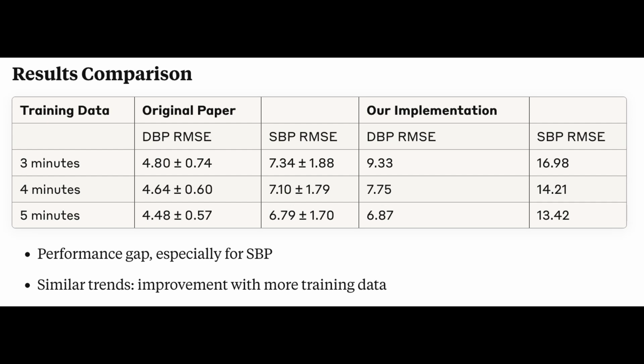When comparing our results to the original paper, we observed similar trends but with higher error rates. For 3 minutes of training data, the original paper reported RMSE values of 4.80 mmHg for diastolic and 7.34 mmHg for systolic blood pressure. Our implementation showed higher errors, 9.33 mmHg for diastolic and 16.98 mmHg for systolic. This gap narrows with more training data but remains significant, especially for systolic pressure. Despite these differences, both studies show consistent improvement as training data increases from 3 to 5 minutes.